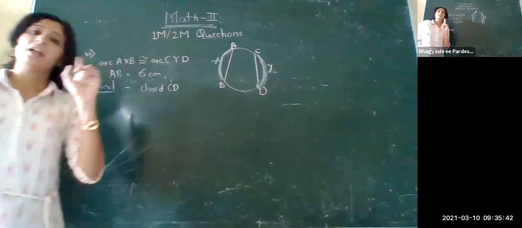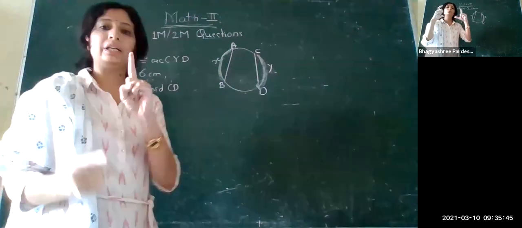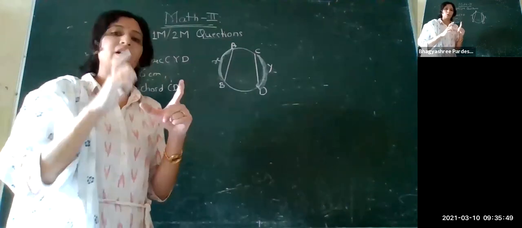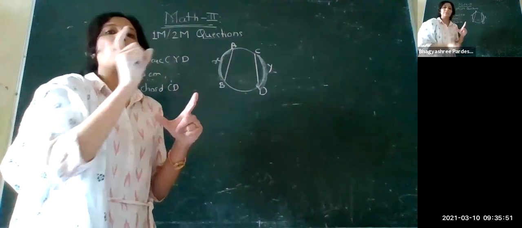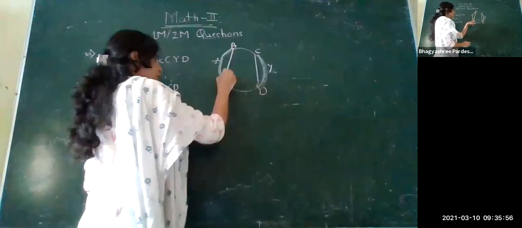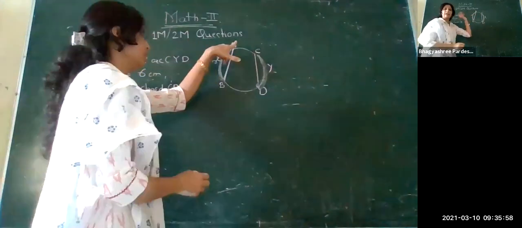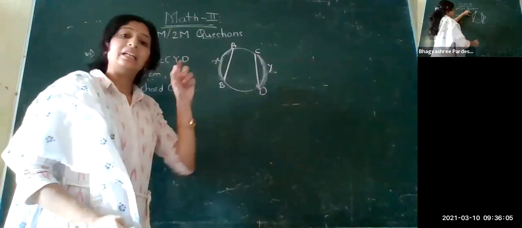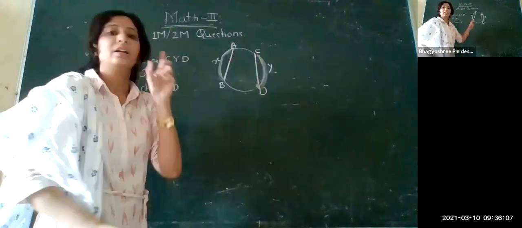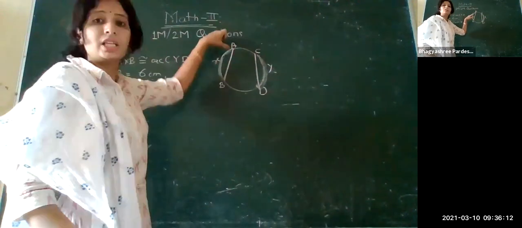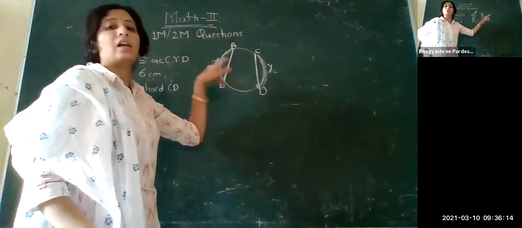Again, what is that theorem or corollary? If two arcs are congruent, a chord is made corresponding to them. Because of this chord AB, the arc AXB is formed. Then because of this chord CD, the arc CYD is formed. And since the two arcs are congruent, you know this very well that if the arcs are congruent, the chords corresponding to the arcs are also congruent to each other.